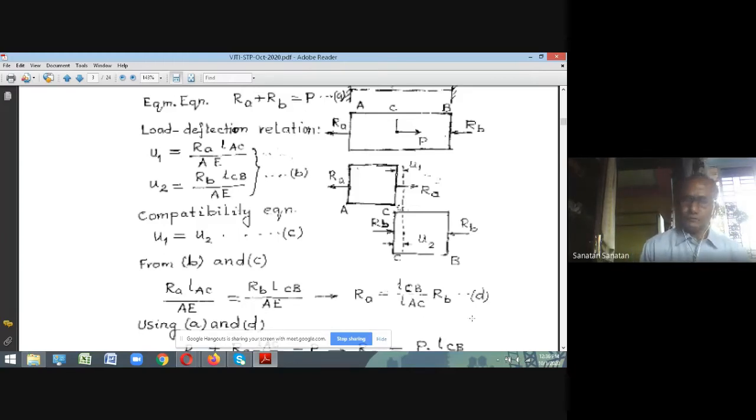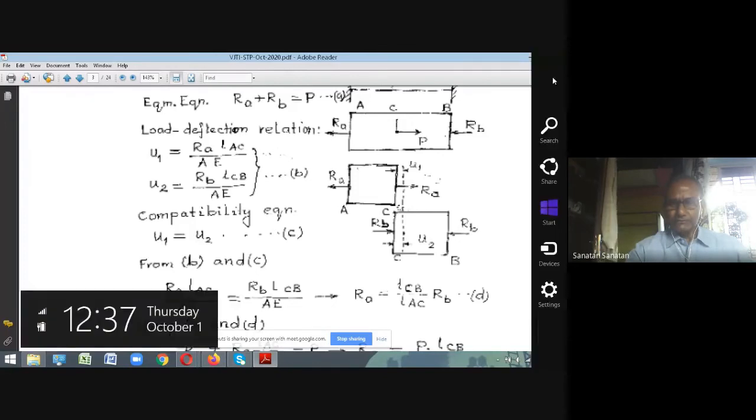So you have two unknowns, RA and RB, and now you have two equations, equation A and equation B. Therefore, you are in a position to determine the two unknowns, and the statical indeterminacy which was there is overcome. So here you see that you bring in the compatibility condition to overcome the statical indeterminacy.